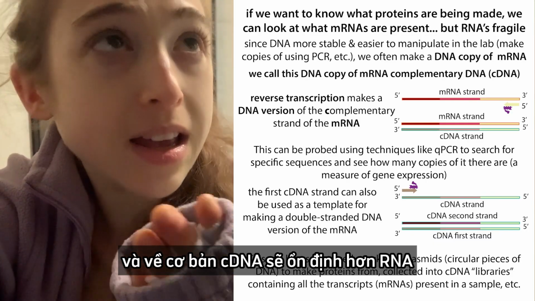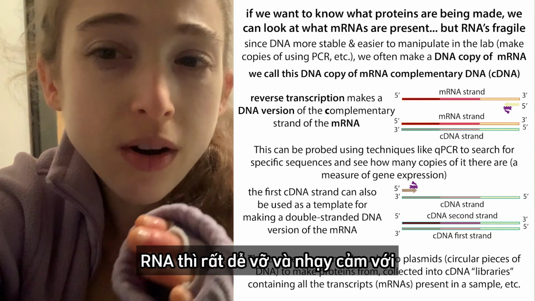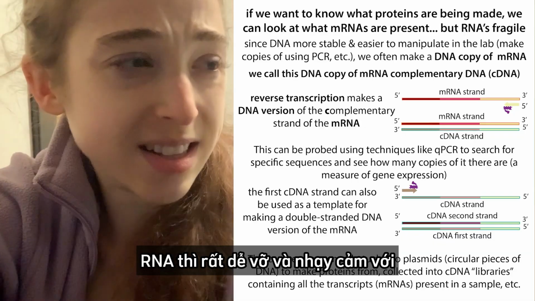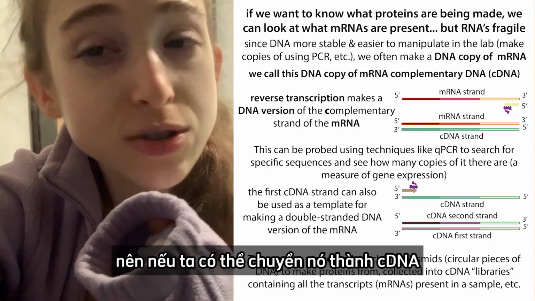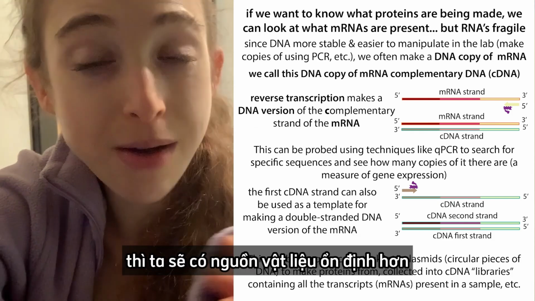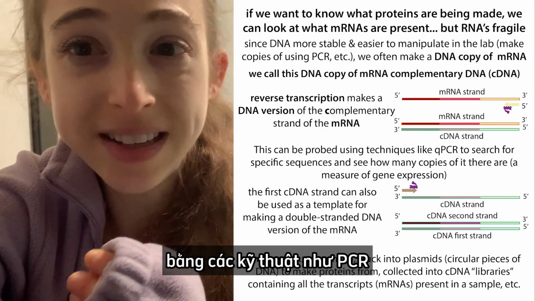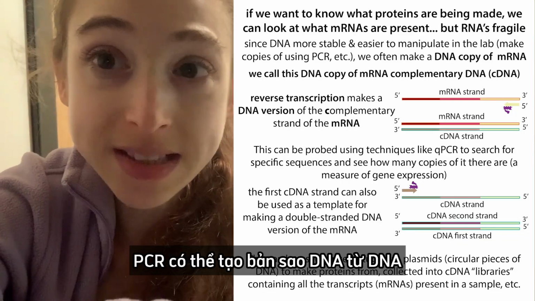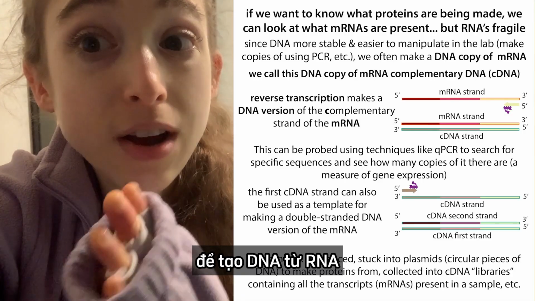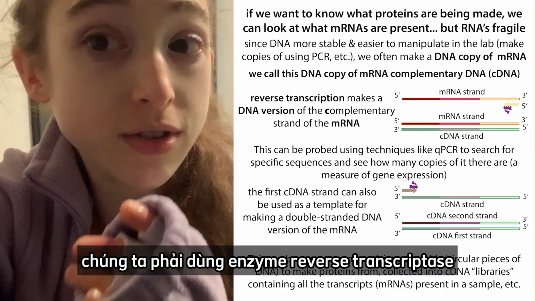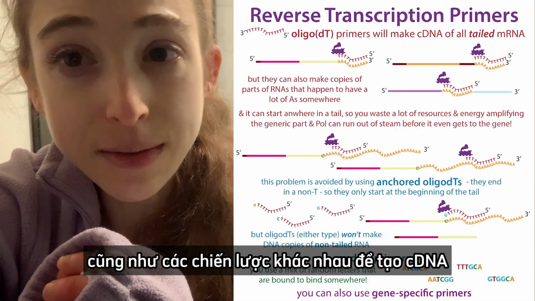And so basically the cDNA is going to be more stable than the RNA. RNA is very fragile and it's sensitive to RNases and things that are all around and can chew up RNA. And so if we can convert it into cDNA, well, now we have a more stable source and we can more easily manipulate it in the lab using techniques like PCR, which can make DNA copies of DNA, but they don't make DNA copies of RNA. To make DNA copies of RNA, we're actually going to use a reverse transcriptase.